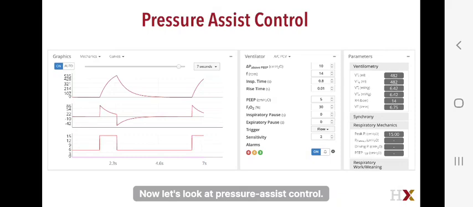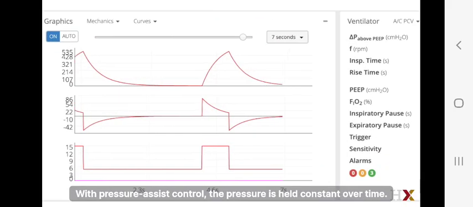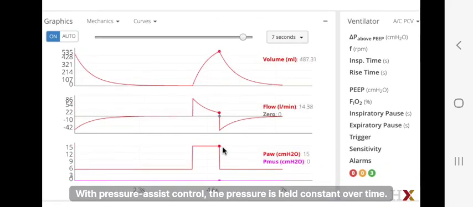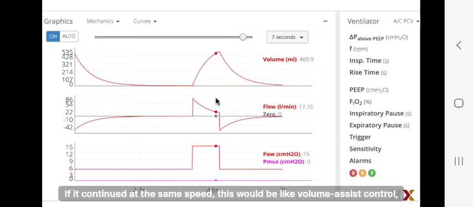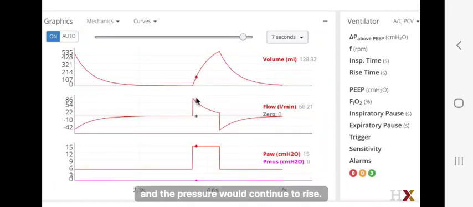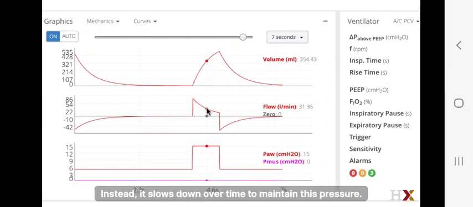Now let's look at pressure assist control. With pressure assist control, the pressure is held constant over time. So the flow increases rapidly to reach the pressure, and then it slows down to maintain the pressure. If it continued at the same speed, this would be like volume assist control and the pressure would continue to rise. Instead, it slows down over time to maintain this pressure.